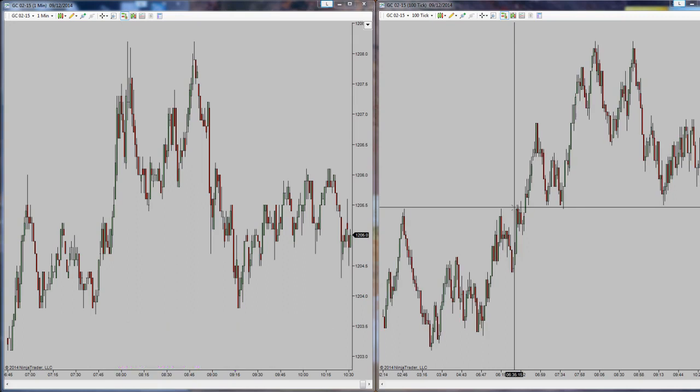Now this doesn't matter if you're trading, say, the 1 minute or the 5 minute chart. It may not even matter so much if you're trading tick charts, but I like to see exactly what's been going on, and that's why I use that.